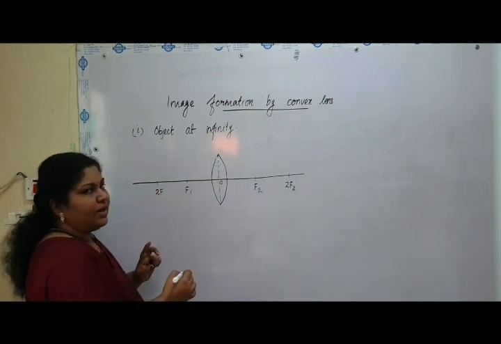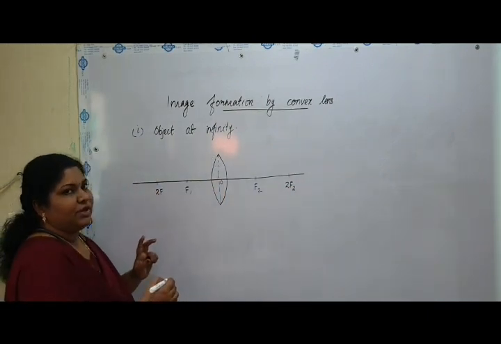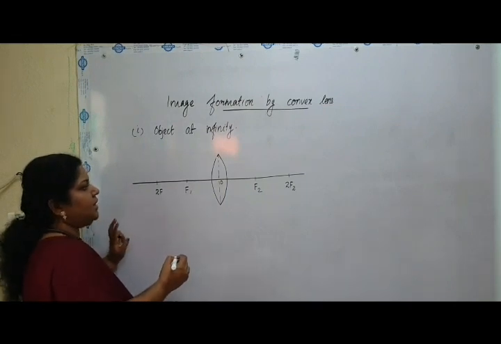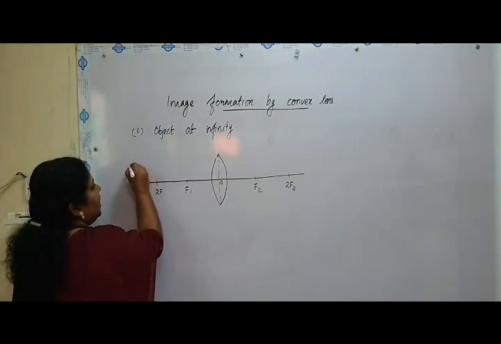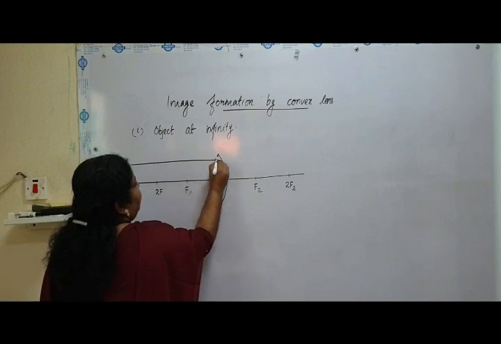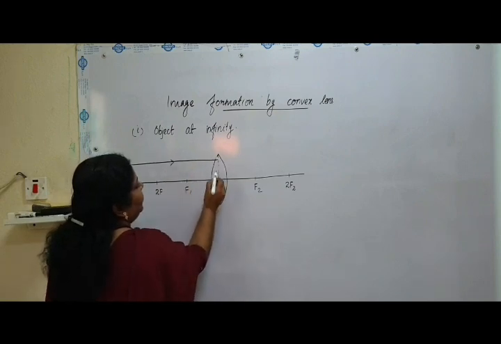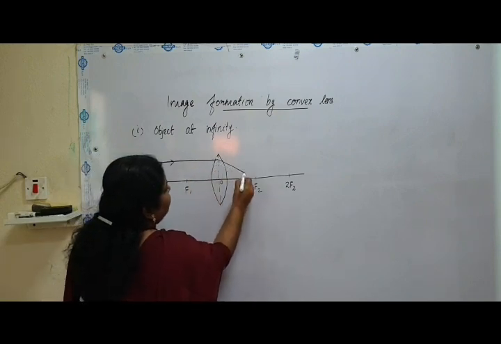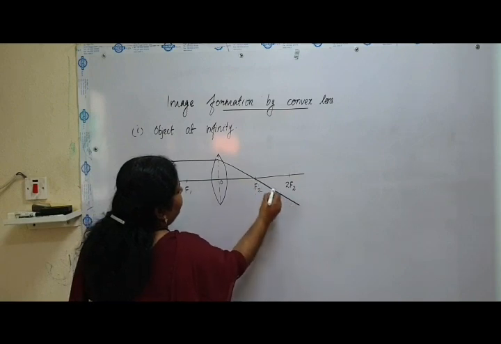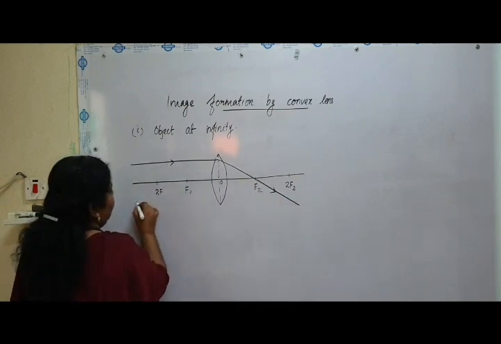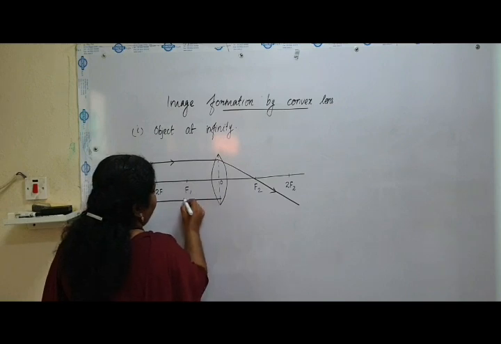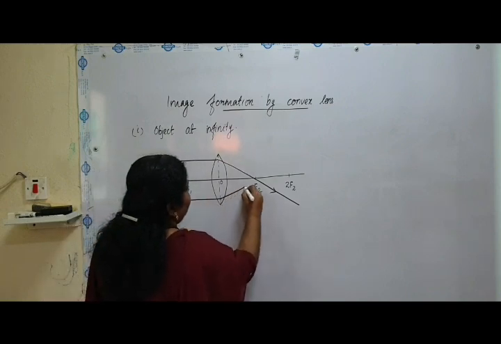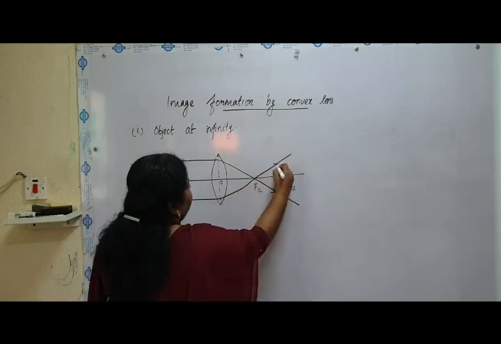So here we are going to take some rays which are coming from infinity. That means object is kept at infinity, so rays will be coming parallel. I have taken a ray which is coming parallel. You know that these rays will pass through the focus. Now another ray here. The ray will pass through focus.